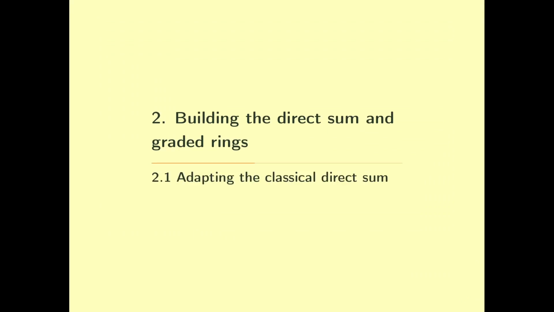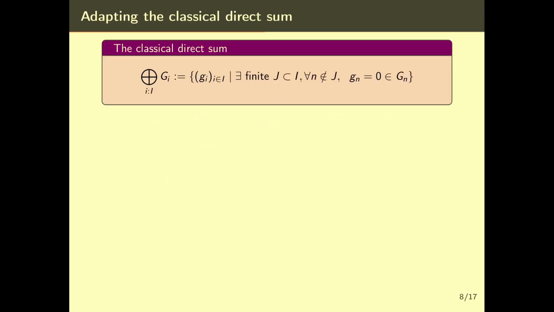Well, let's try the simple thing. Let's try to adapt the classical set definition. The classical definition is just saying that elements in the direct sum are the sequences that are null except in a finite support. So you can translate this directly into type theory.